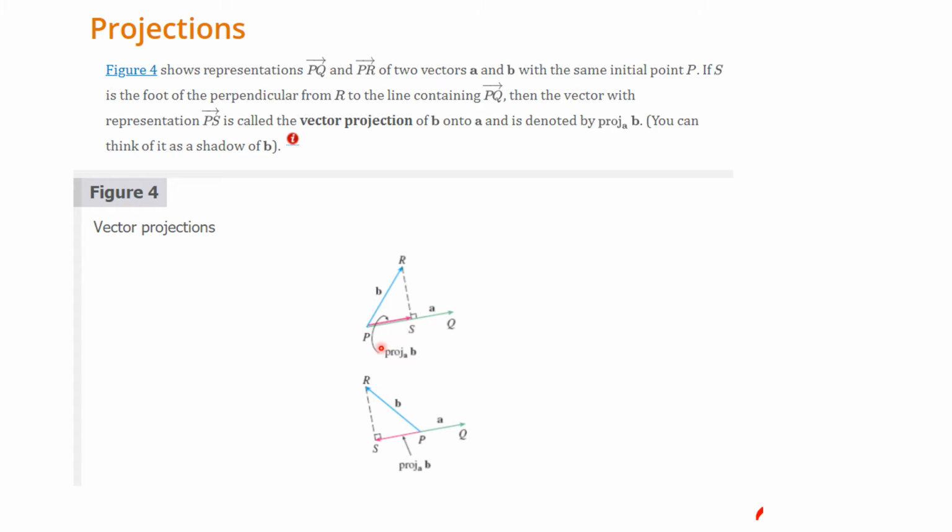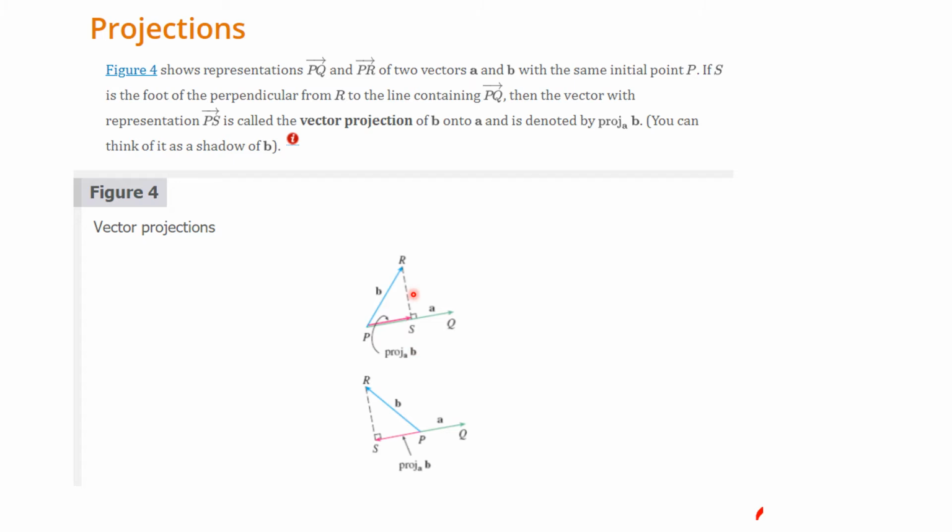In many applications, it is useful to take a vector B and resolve it into perpendicular components, but the components are not necessarily directed along a coordinate axis. They can be in any direction, shown as PQ here. This gives rise to the idea of projections. So in figure 4, this shows the representations of PQ and PR, here is PQ and here is PR, of two vectors A and B with the same initial point P.